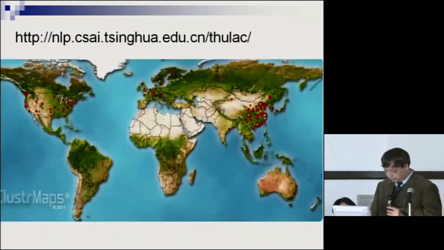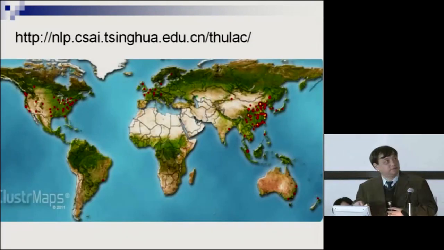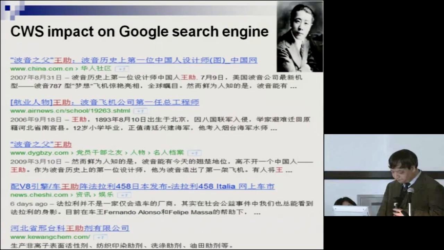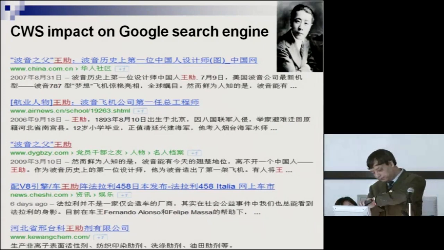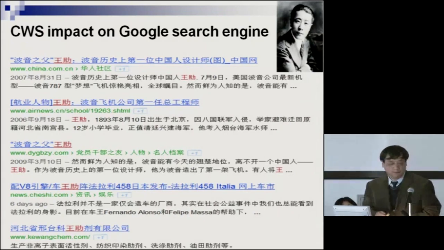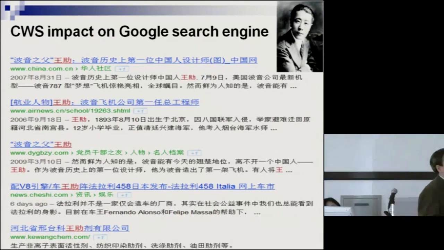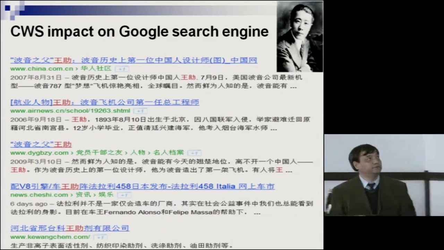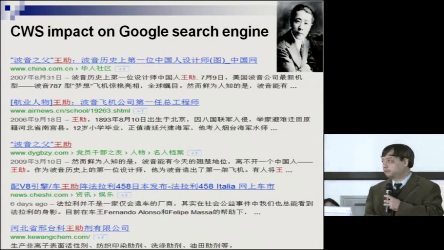This is a distribution of the users of this system. You can see China, Europe, America, Japan. Chinese word segmentation is very important. It can influence the result of search.